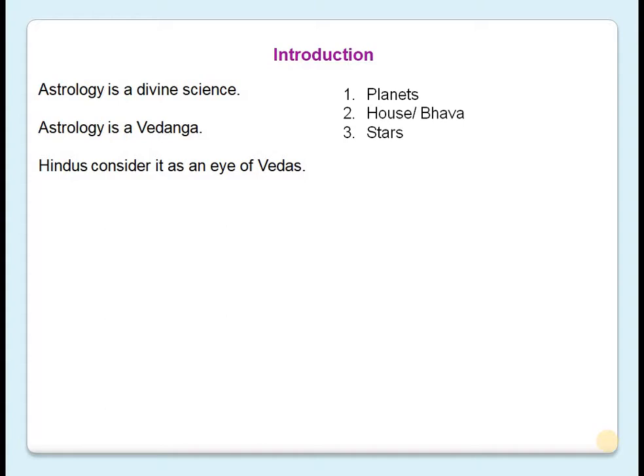Next is the house. Totally 12 houses are there. Each house is 30 degrees. So 12 into 30 degrees equals 360 degrees. We know that a circle, the entire motion, is 360 degrees. So 12 into 30 is 360.